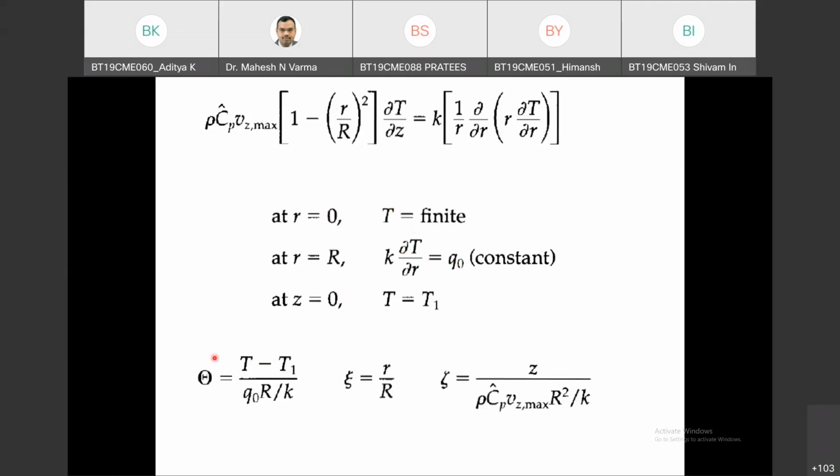This is the dimensionless temperature I am using. You can see this is the normalizing temperature actually; its unit is temperature. This involves the flux q0, radius, and thermal conductivity. Capital R is the normalizing radius. This is a length in meters; rho Cp is the specific heat capacity at constant pressure, per unit mass. Density times Vz max R squared divided by K will have the unit of meter. So this will be dimensionless zeta, the dimensionless length, epsilon the dimensionless radius, and theta the dimensionless temperature. Is it okay?